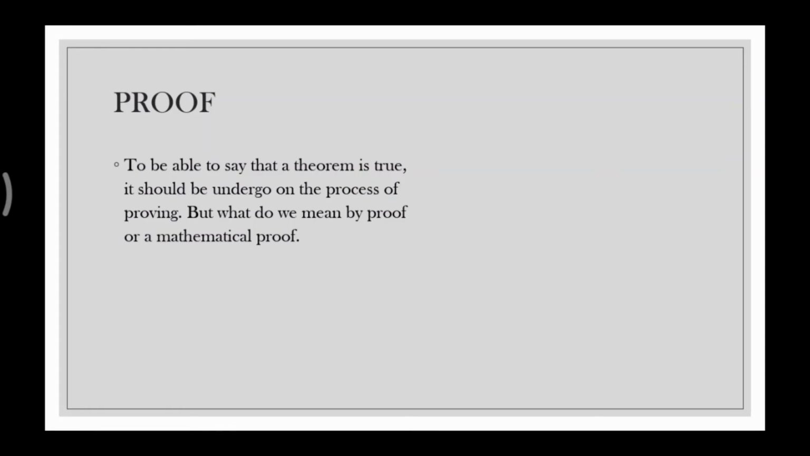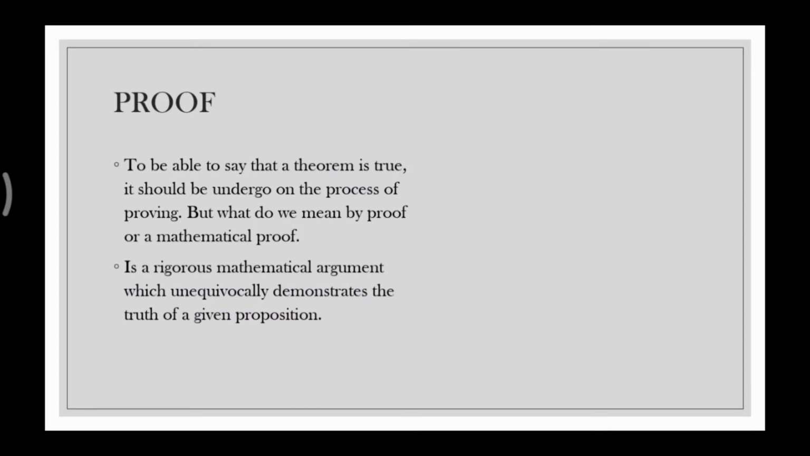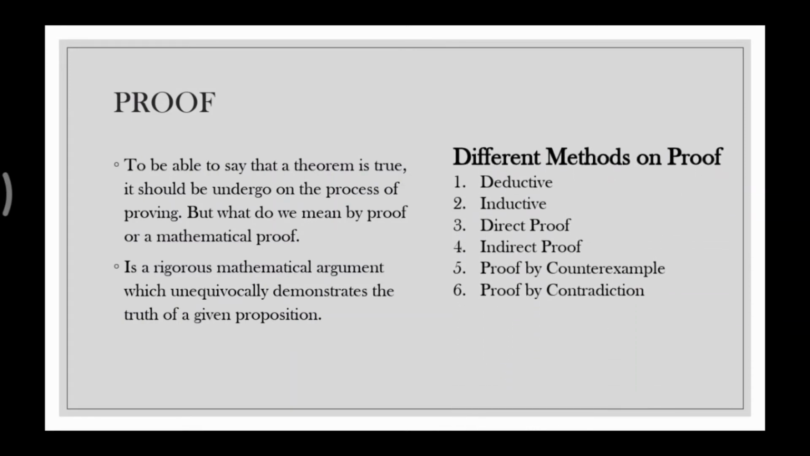But what do we mean by proof or mathematical proof? Proof is a rigorous mathematical argument which unequivocally demonstrates the truth of a given proposition. Different methods of proof: deductive, inductive, direct proof, indirect proof, proof by counterexample, proof by contradiction.